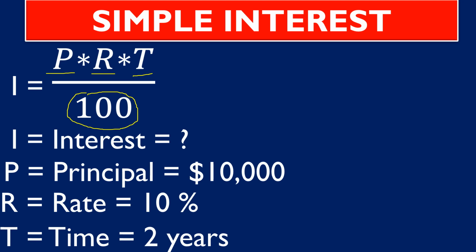So we have Gregory investing 10,000 US dollars in a savings account. The interest rate per annum is 10%, and the time is 2 years. So all we need to do is simply substitute into this equation above, and that gives us our interest.